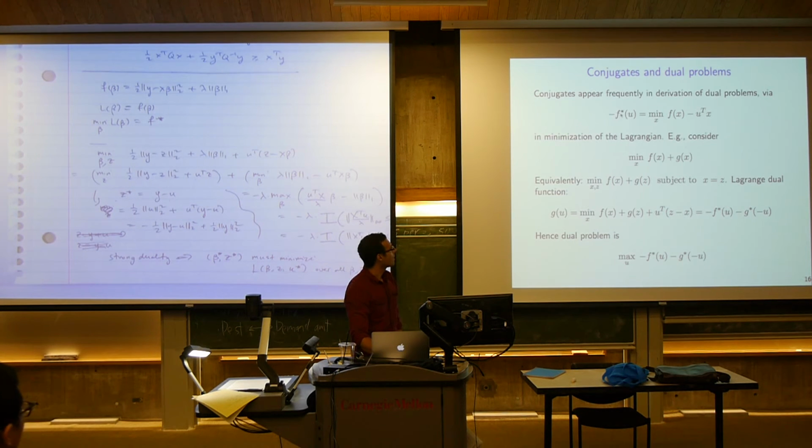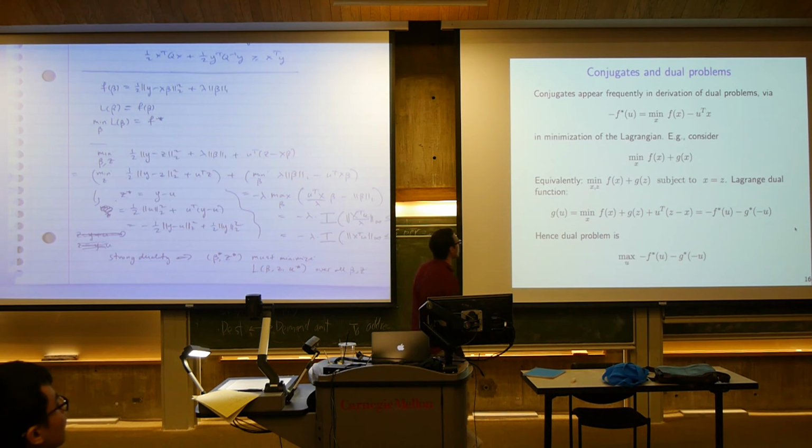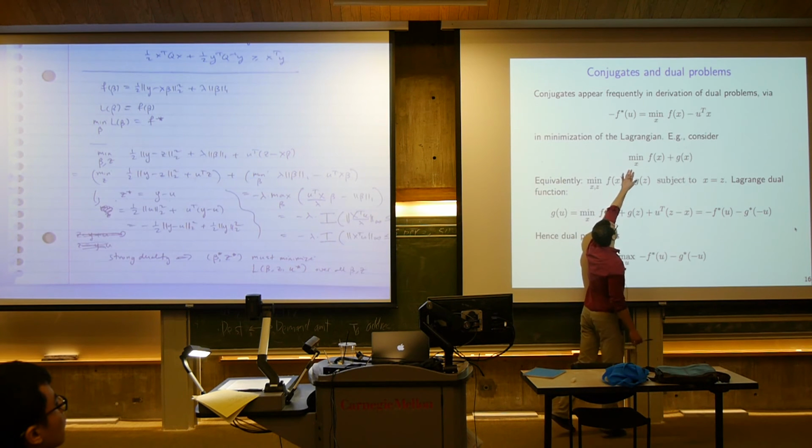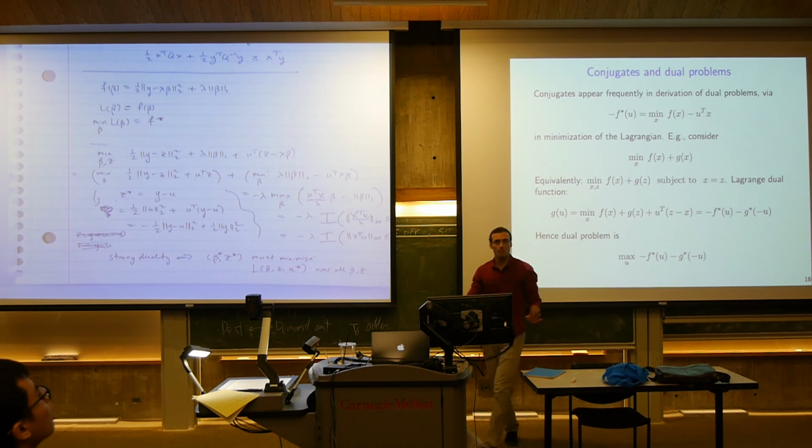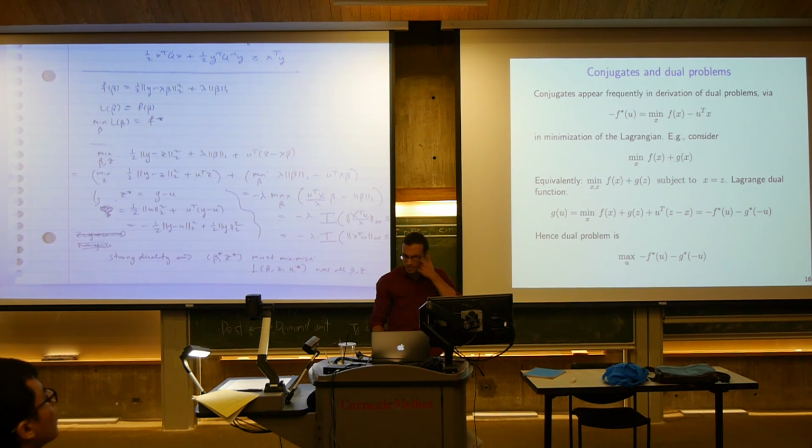So the negative conjugate of f at the point u is defined as the minimum over all x of f of x minus u transpose x. It's equivalent, of course, to our definition. So here we're minimizing f of x minus u transpose x, and that's the negative conjugate of f at u. And we're minimizing g of z plus u transpose z, and that's the negative conjugate of g at minus u. So in other words, the dual of this is this. It's completely generic. It applies to any two functions.